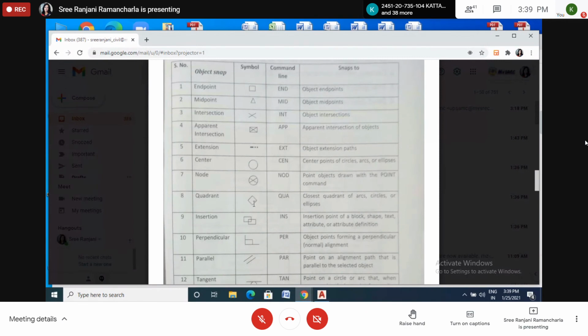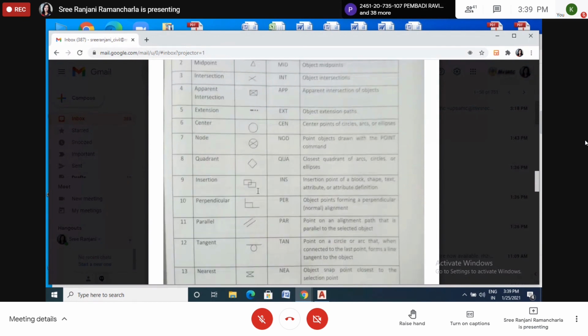Okay. Quadrant. This will show the closest quadrant of arcs, circles, and ellipses. Intersection, it will show in this way. Insertion. Perpendicular is also showing. If you make a tick mark, perpendicular. When we draw a line perpendicular, normal, or tangent, you saw this symbol. Have I seen it or not? In green color. Yes or no?